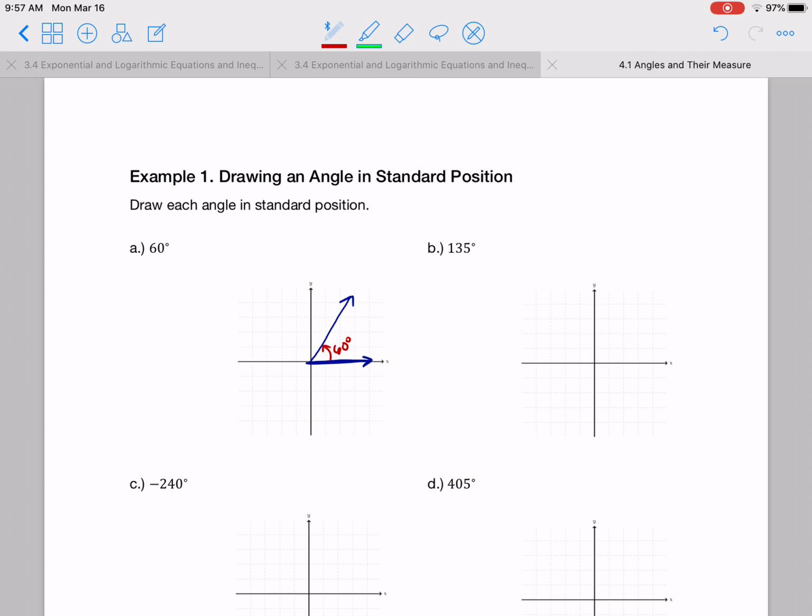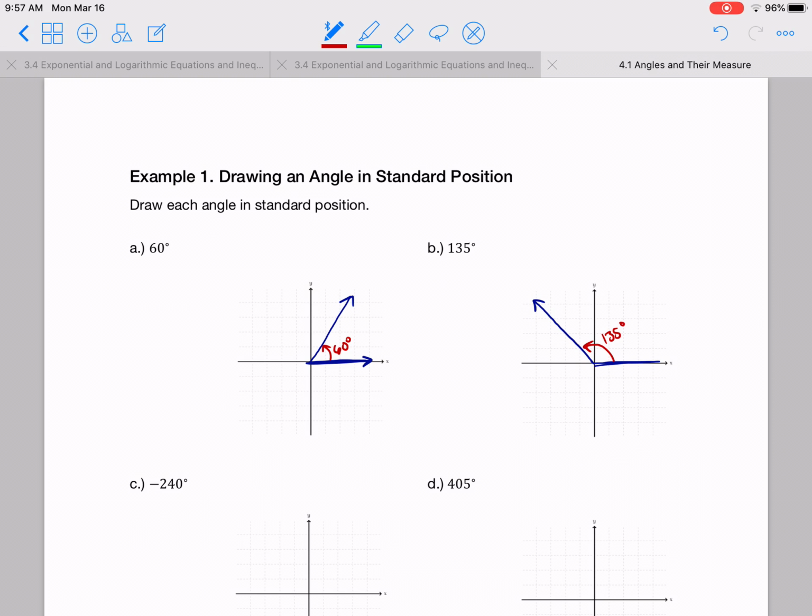The next one we have is 135. So again, we have this x-axis where we want to look initially, and then we're going to go all the way around to 135 degrees, which is going to be right there. And it'll look like that. That's the 135 degrees.